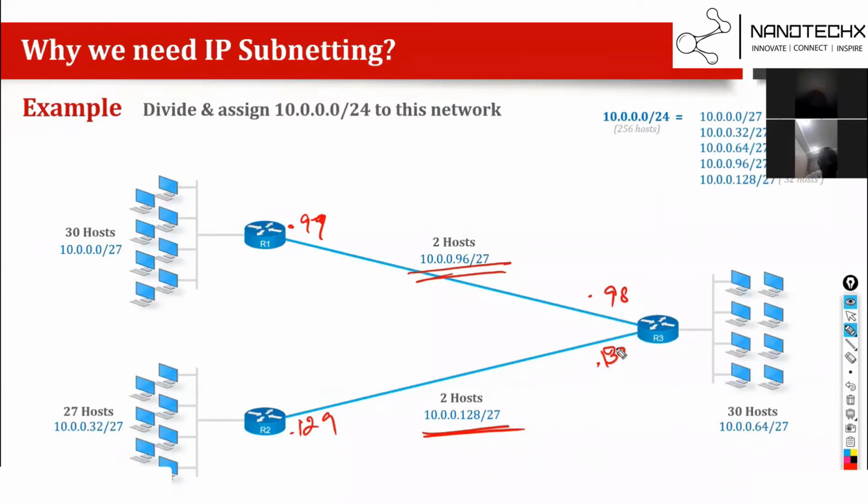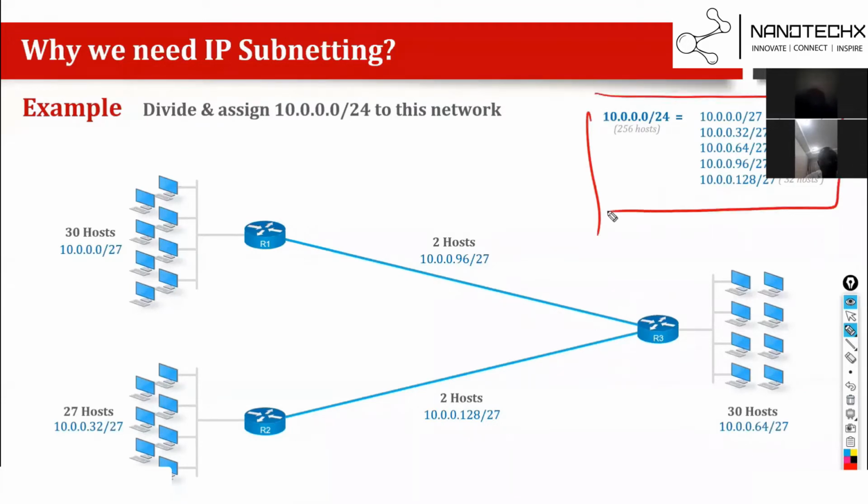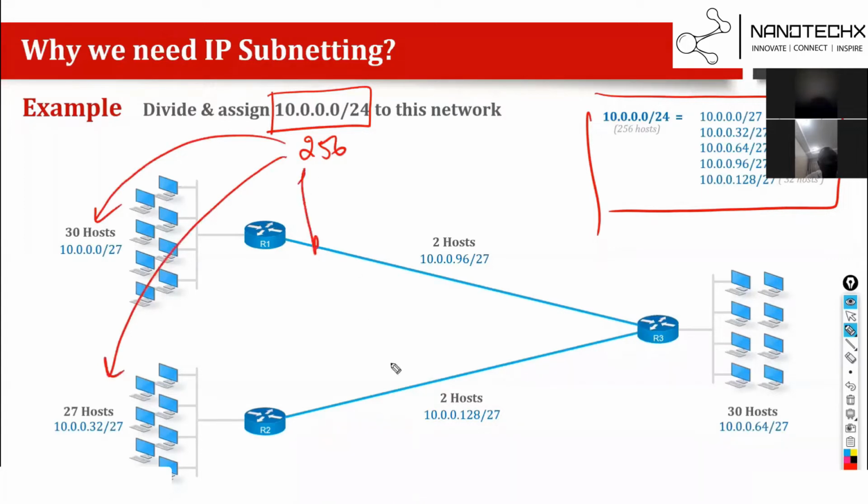I'm not saying that you should now know how to do the calculation. We are going to study the calculation, but this is the overall idea. We had this network which was giving us 256 hosts. So what we did, we divided it into 5 small subnets. This one, and then this one. This is called subnetting. Now I guess you know why we need subnetting.